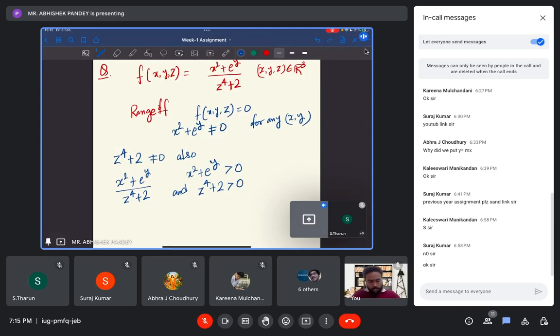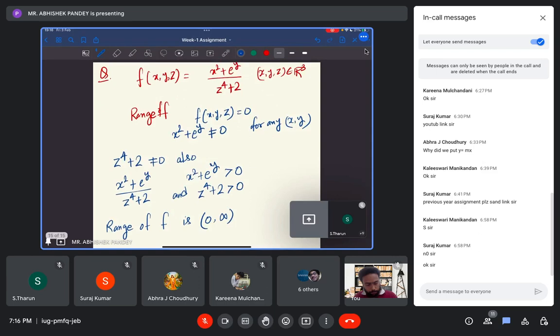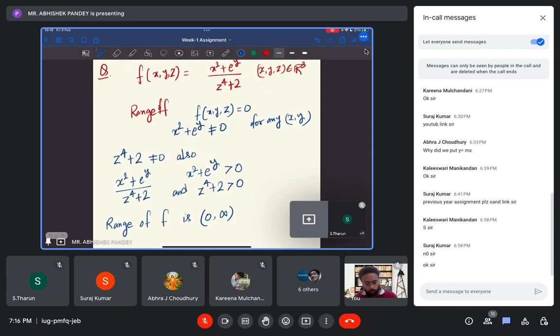And now, since all these functions in the numerator and denominator are continuous, and this is always positive, the range is quite clear. So the range of f is 0 comma infinity, in between 0 to infinity. Is it clear? Yes, sir. See the next question.